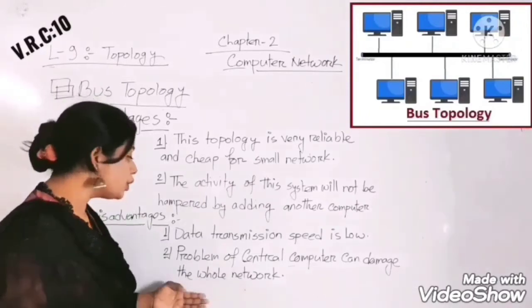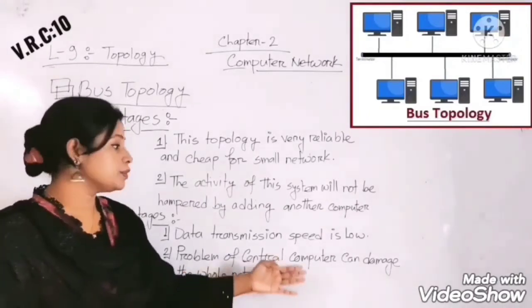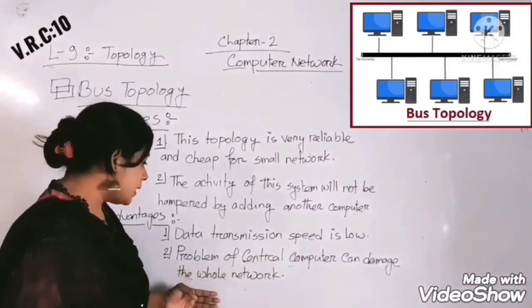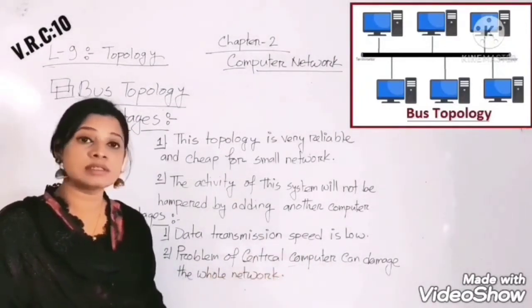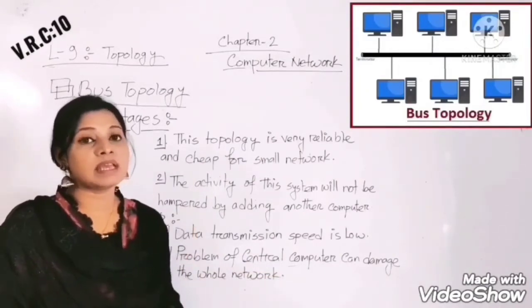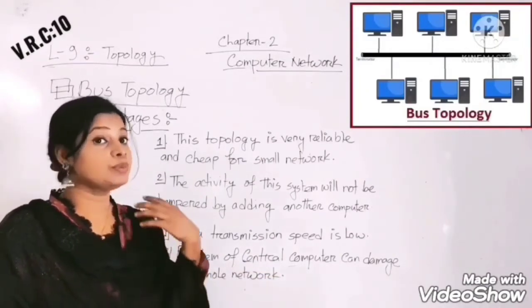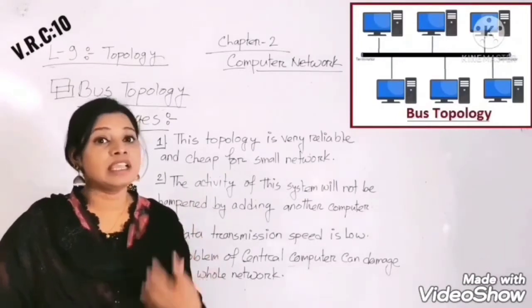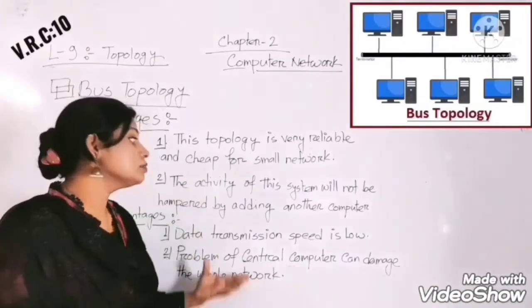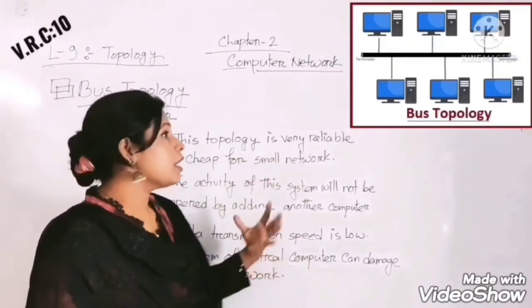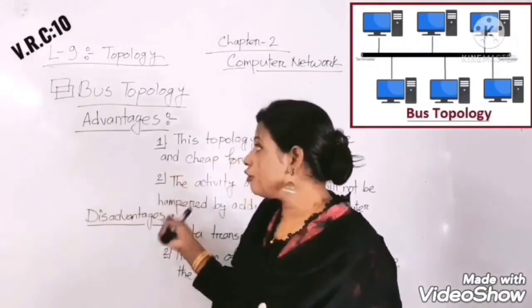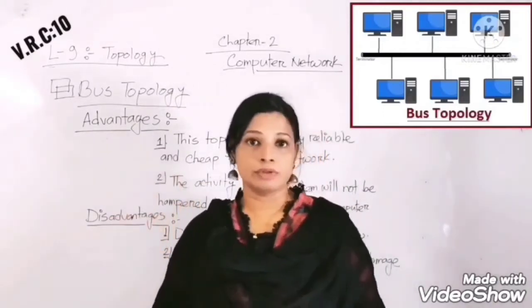And number 2, the problem of the central computer can damage the whole network system if there is any problem in the central computer. Yes, who passes this data? If he is inactive, then how will data be passed to other computers, right? So these are all the advantages and disadvantages of bus topology.